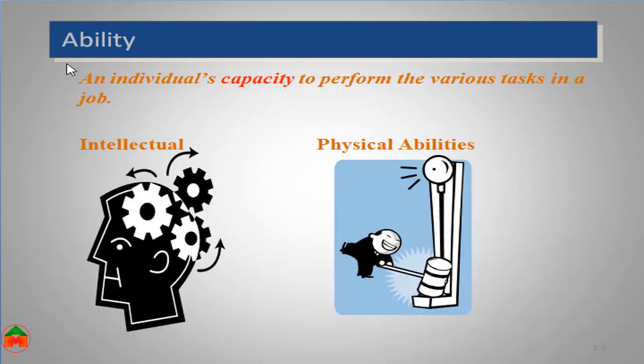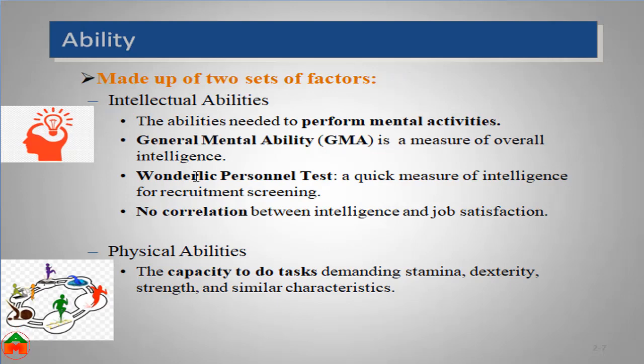What is ability? Ability can be defined as an individual's capacity to perform various types of tasks in the organization. When ability is categorized, we can see there are two types: intellectual ability and physical ability. Intellectual ability indicates the ability to perform mental activities.